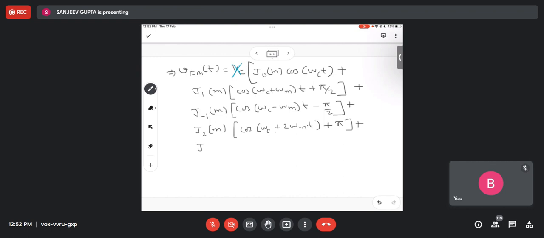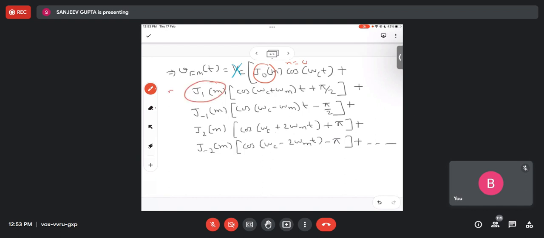And then the last term. We can have many more terms, but it becomes cos of omega c minus 2 omega m t minus pi, and so on. So basically, if you see, I have various terms. So this is for n equal to 0.